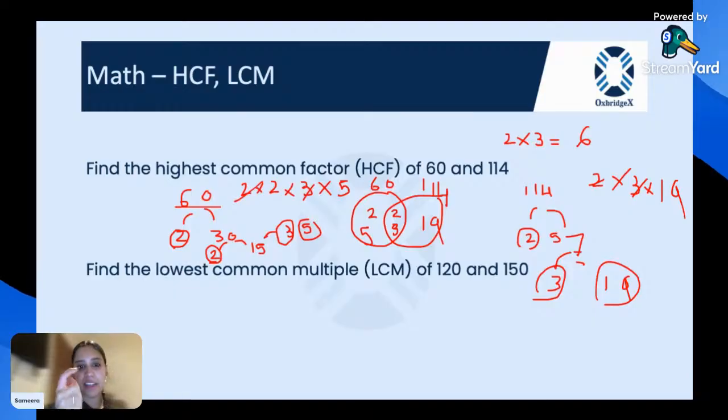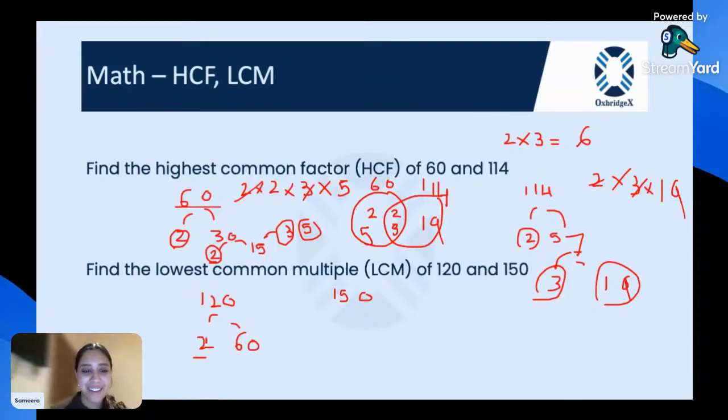So the next one, find the lowest common multiple of 120 and 150. Same exact process, nothing changes. I'm still going to draw the factor trees. Can we all appreciate how well I am writing using just the keypad? So we've got 12 and 10. You can do 2 and 60, let's do 2 and 60. I feel like that would save me some time. Or will it? Probably not. Probably should have stuck to 12 and 10.